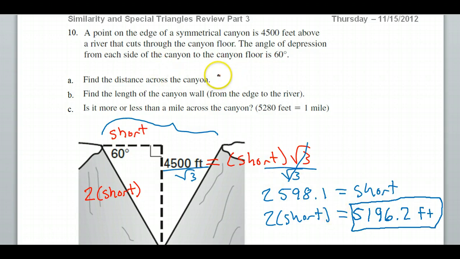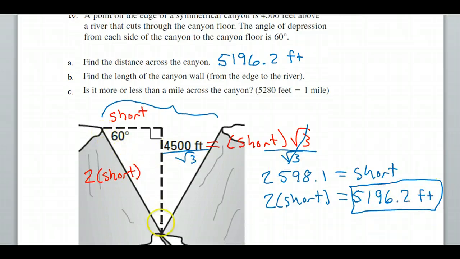So that's the answer to part A. Maybe I should have written it up here. 5,196.2 feet. Now, find the length of the canyon wall. At the beginning of this problem, I talked about the fact that this is going to be an equilateral triangle. So this is also going to be 5,196.2 feet. And it just makes sense. I had to double this, that was 2 times the short leg, but then the hypotenuse is always 2 times the short leg as well. So it makes sense that those be the same. Now, is it more or less than a mile across the river? Well, a mile is 5,280. This is only 5,196.2. So clearly that's less than a mile.